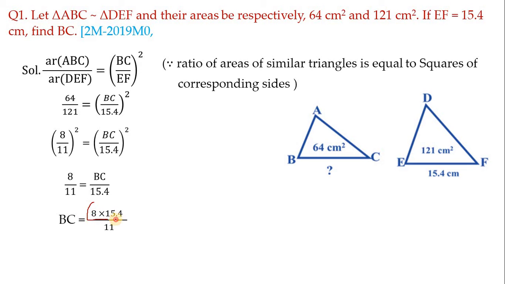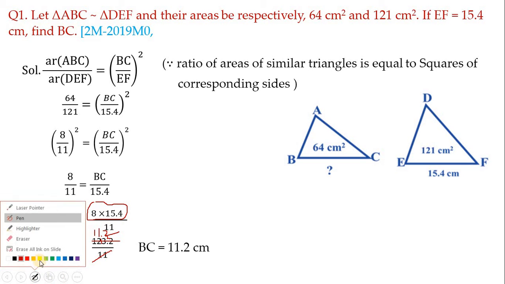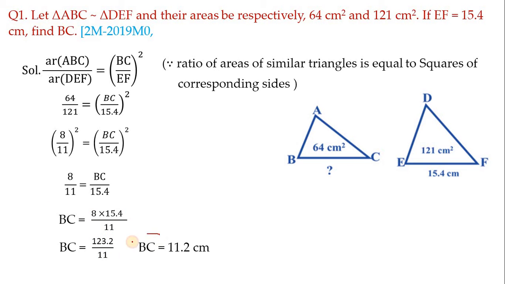First let me multiply these two, 8 into 15.4. If I multiply, I will get 123.2. Next let me divide this one, children. Here 11 ones are 11, 1 is remainder, 13 will be there, again 11 ones are 11, 2 is remainder, and here there is a point, let me keep the point and take 2 here, 22 will be there, so 11 twos. So I'll get the answer 11.2 centimeter. So this is the length of BC, children.